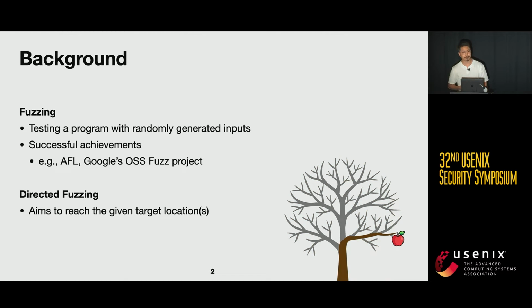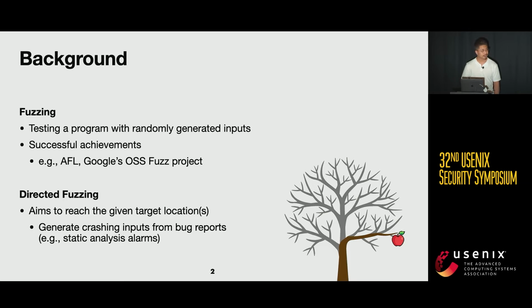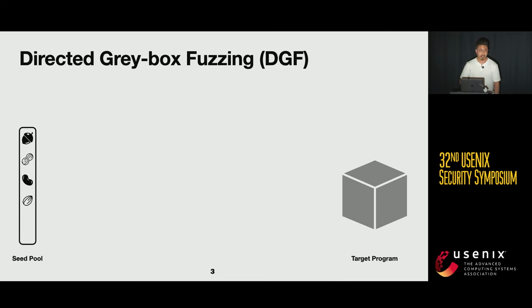On the other hand, we have directed fuzzing, which is a special type of fuzzing that aims to reach the given target locations. This is especially useful when we are generating crashing inputs from bug reports, such as static analysis alarms. Here's the basic mechanism of directed gray box fuzzing.